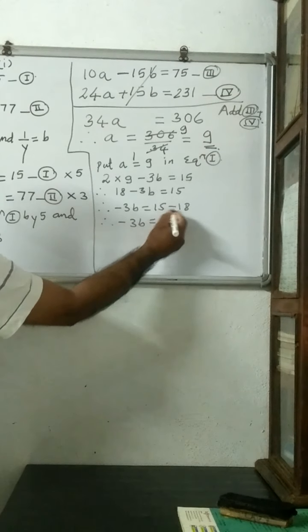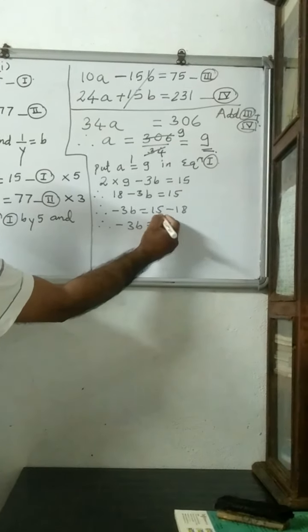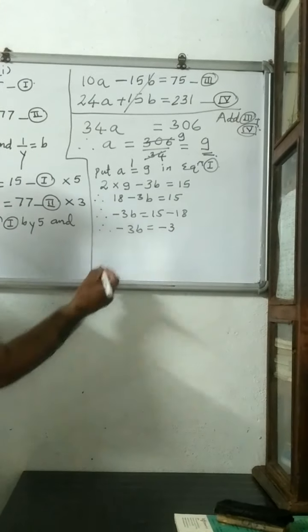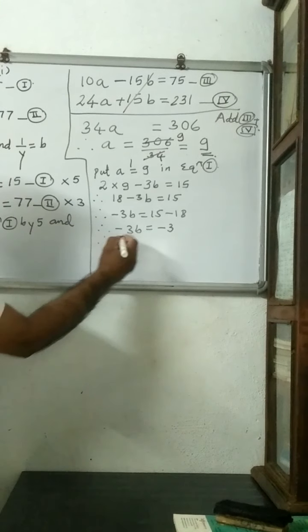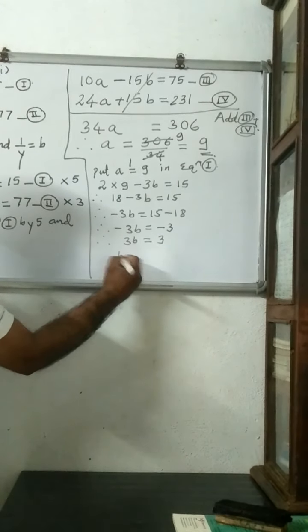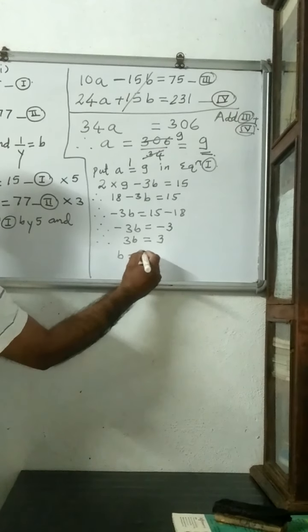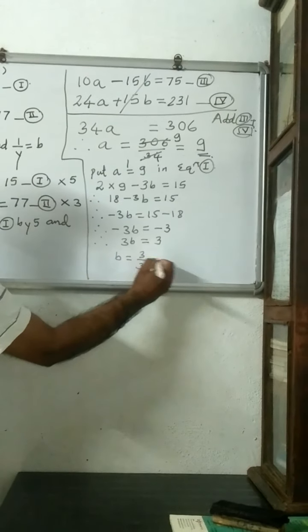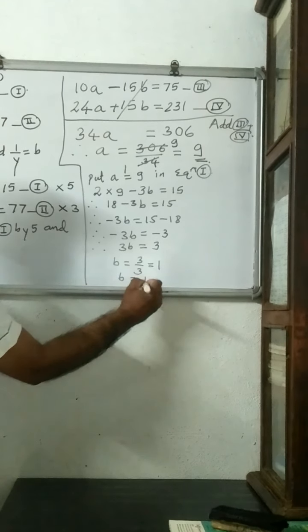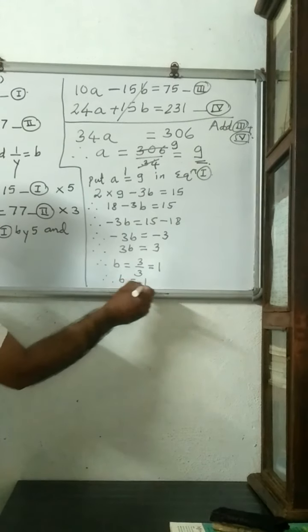So when there is a minus sign, then we take the difference. The difference is 3. The sign of the greater number is minus. Both sides minus, so it will get cancelled. So minus 3b is equal to minus 3, and b is equal to 3 upon 3, that is equal to 1. Therefore, b is equal to 1.